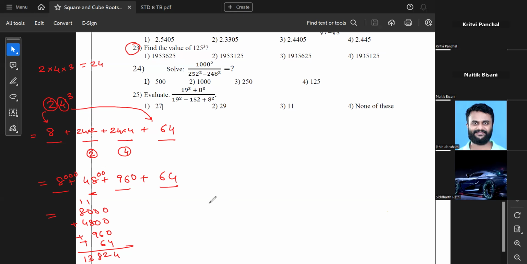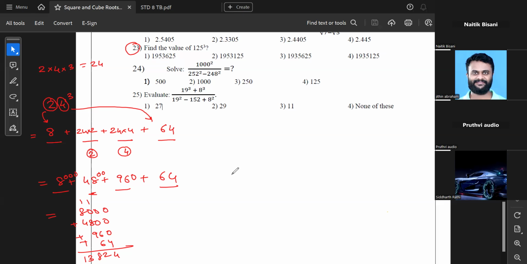Now, next question. Krithvi, what were you asking? That was my doubt. I only asked it. Acha. But who's this Krithvi Panchal? She also is raising the hands. She has not asked any doubt if I'm not wrong. And Naitik Bisani. I'm sorry if my pronunciation is wrong. Yes, sir, Bisani. Bisani, yeah.